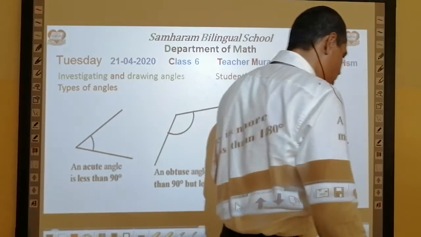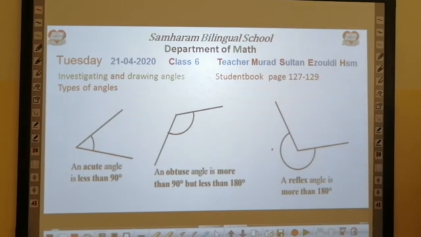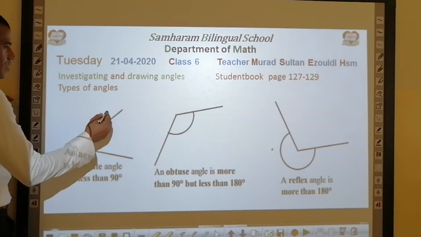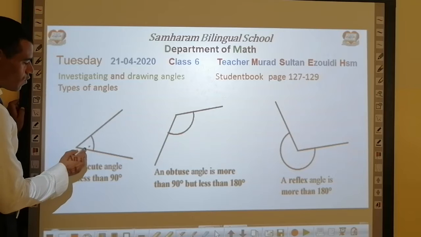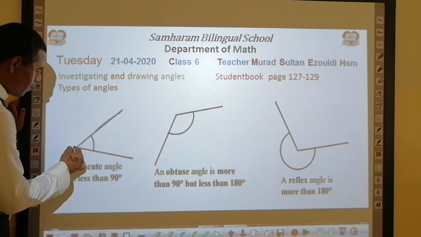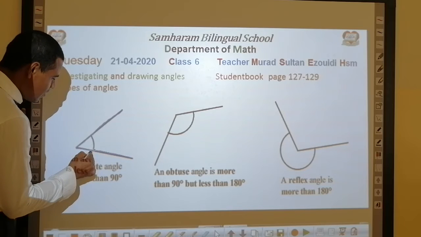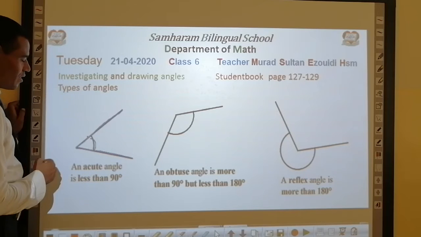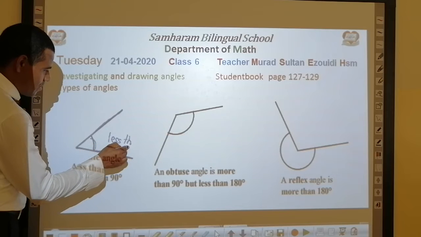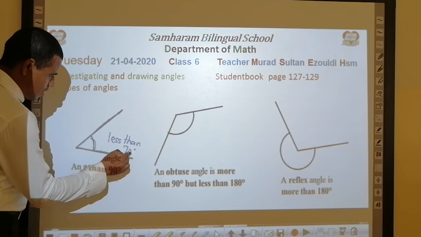Now let's learn, or let me remind you, of some facts about angles. Okay, types of angles. Let's start. The first one, these are 3 angles. The first one is called what? You can see this angle, the size of this angle is less than 90 degrees.